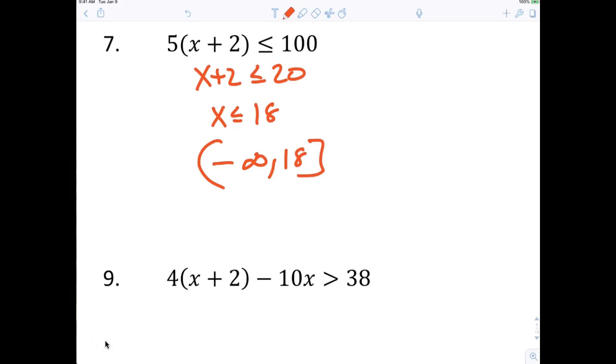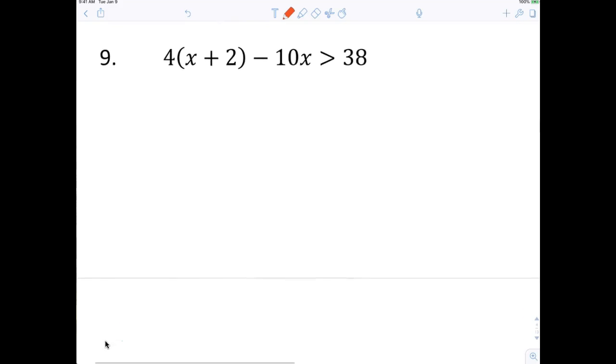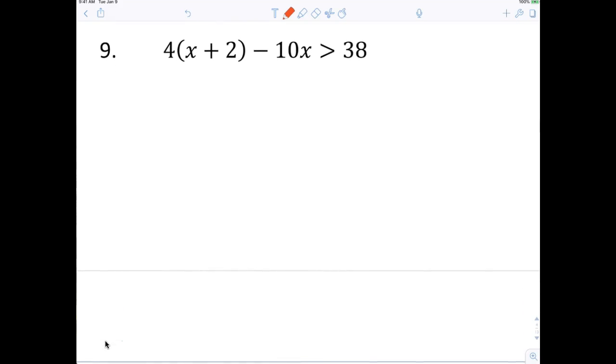All right. Now I'm going to scroll up. We want number 9. I'm going to walk around the room. Make sure you're doing okay with number 9. Now you got to distribute and combine terms. Distribute and combine terms. Let's go.